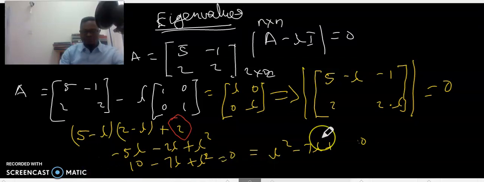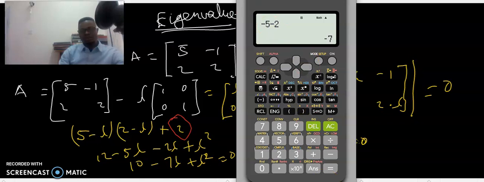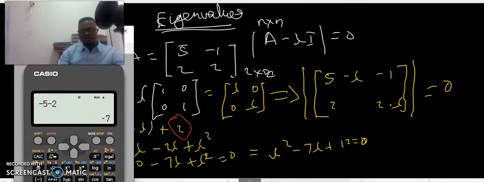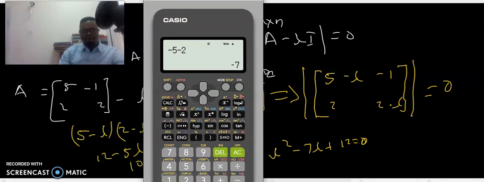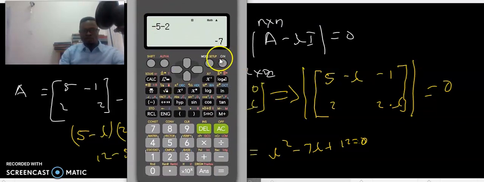We have 12. So this is simply 12 minus 5, and also plus 12 is equal to 0. So let's put this in our calculator. Bring the calculator on. This is our calculator, and we are trying to evaluate this equation. So let's go to equation mode. Equation mode is number 5, and this is of second degree.